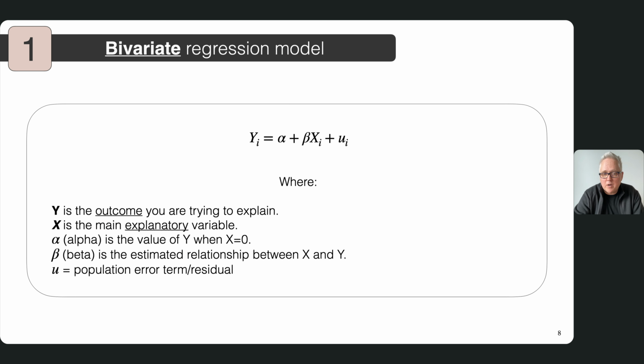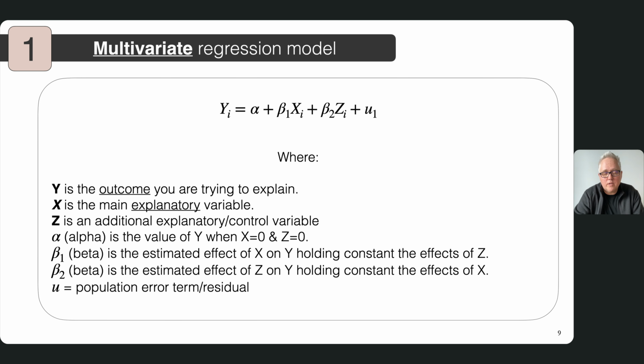And the U is the population error term or residual that we assume is not systematically biased, and that the residuals will cancel each other out in the long run. Multivariate regression models are where it's the same thing.